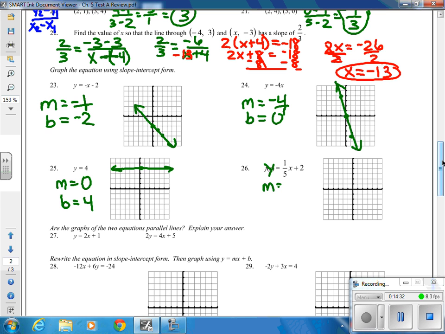For 26, f of x is a fancy way of saying y. So your M equals 1/5, and your B equals 2. Start at positive 2. Your slope is rise 1, run 5. So up 1 and right 5. I don't have any more room. Go back to start. Down 1 and left 5.